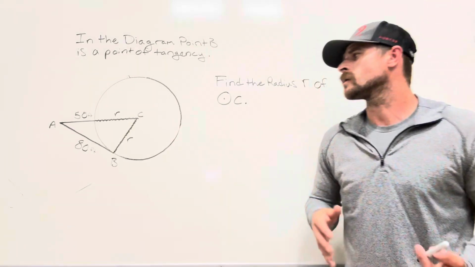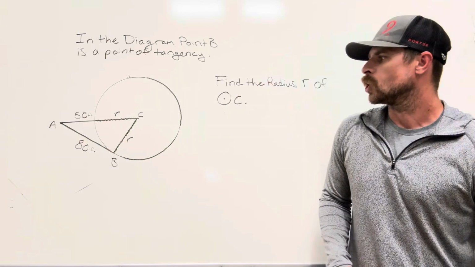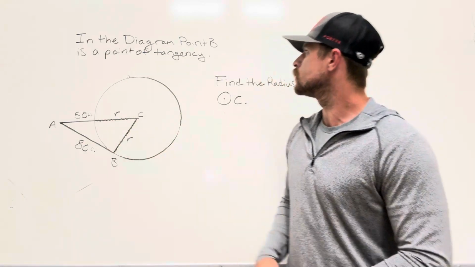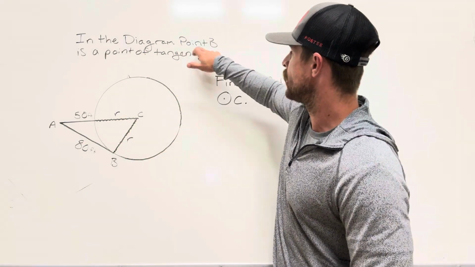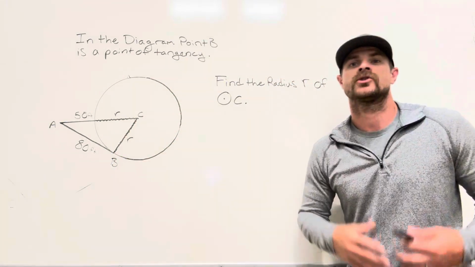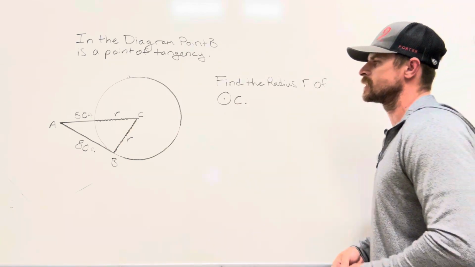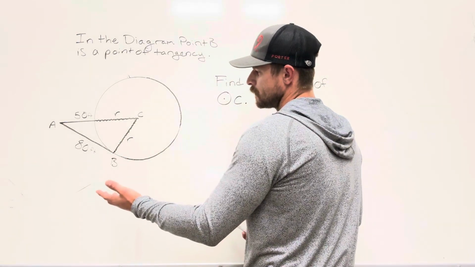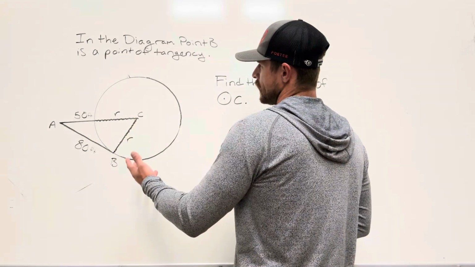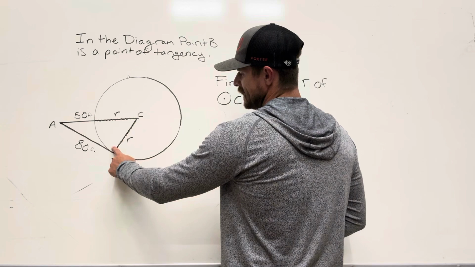All right, in this problem, we are being asked to find the radius of this circle that we're looking at. We have a triangle given to us, and in the diagram point B is a point of tangency. That's the important piece of information that helps us solve a problem like this, because what we're given here is not enough other than the fact that we now know that B is a point of tangency, which means we've got a 90-degree angle there.